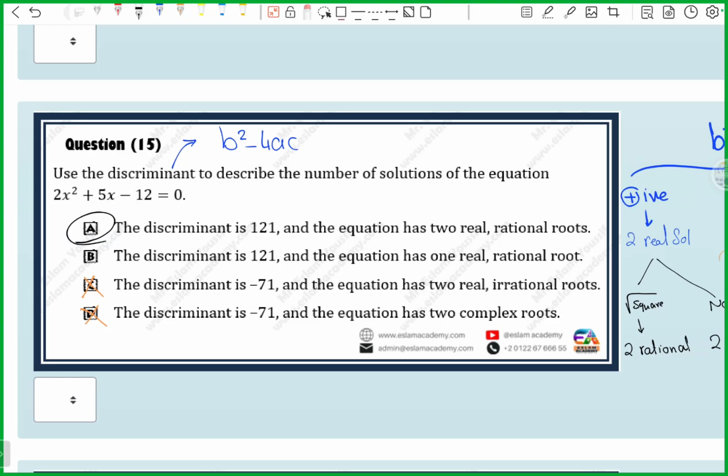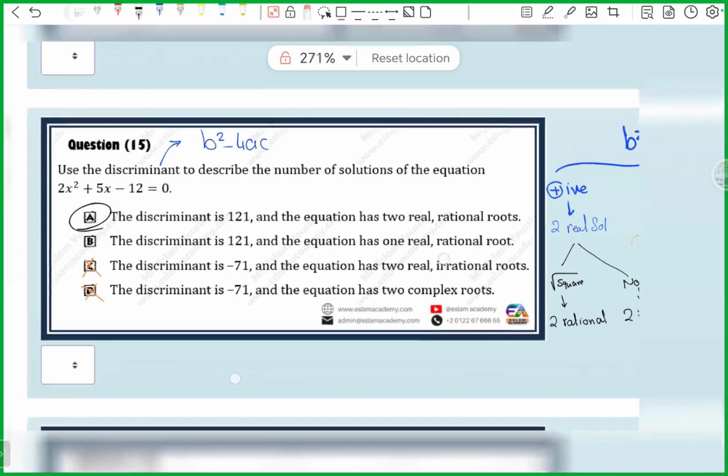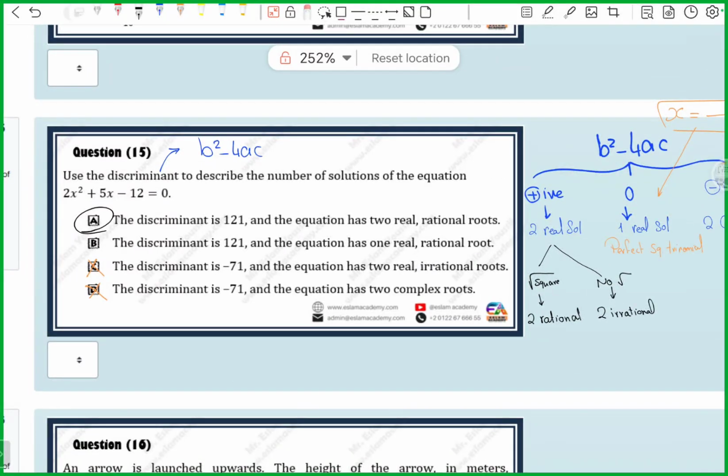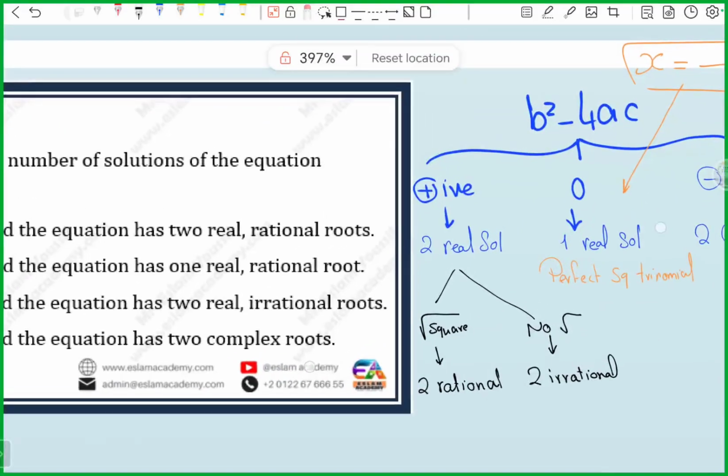Any problem for that part? It has two real solutions. Yes, because the answer is positive, and we can find its square root. What if we can't find it? It will be irrational. It's still a real solution, but it's an irrational solution. Okay. You understand it? Yeah.